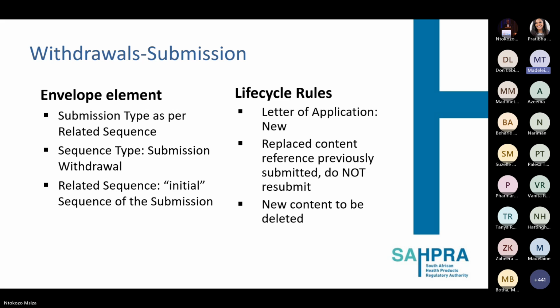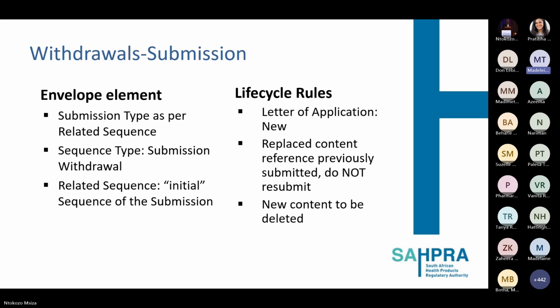So in my envelope element, my submission type will be the same as the related sequence. If I submitted a type 2 in sequence 1, then for my sequence 2, my withdrawal, the related sequence will be 1 and my submission type will be the same, that type 2. The sequence type would then be submission withdrawal, and I would state the related sequence, the initial sequence of the submission, as I explained.